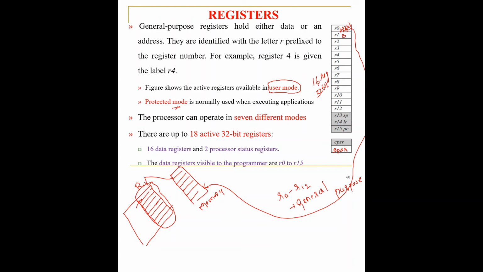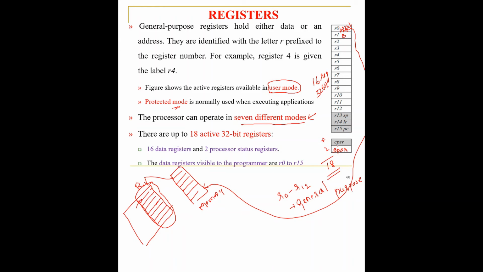Out of 16 registers, 13 are general purpose registers and 3 are special purpose registers. The processor can operate in 7 different modes, which we are going to study very shortly. We are going to look into the 7 different modes in which your processor is going to work. There are up to 18 active 32-bit registers. So 16 here plus 2, so in total 18 active 32-bit registers are available, out of which 16 are data registers and 2 are processor status registers.